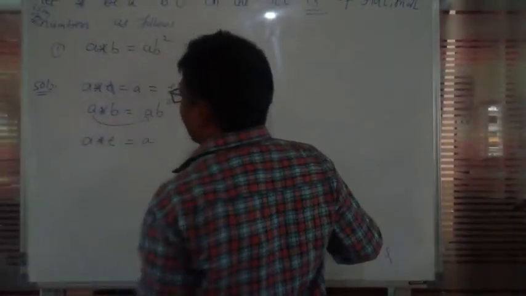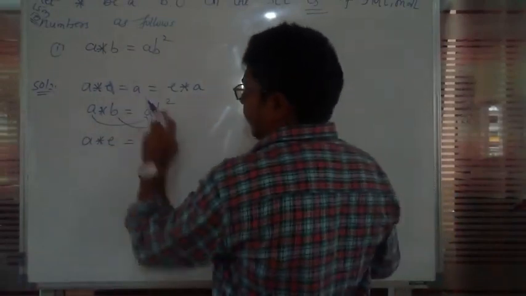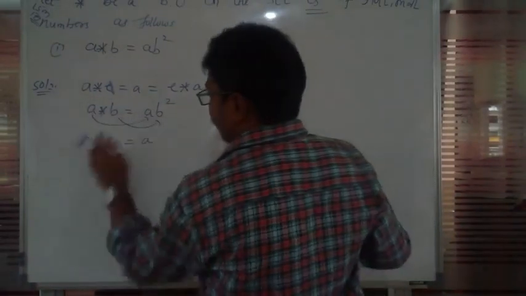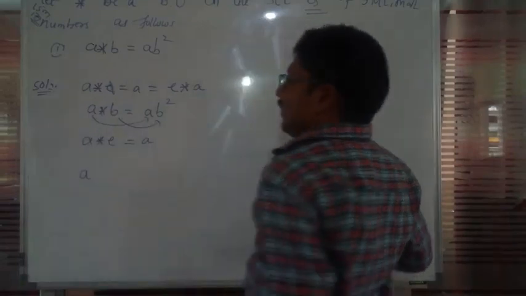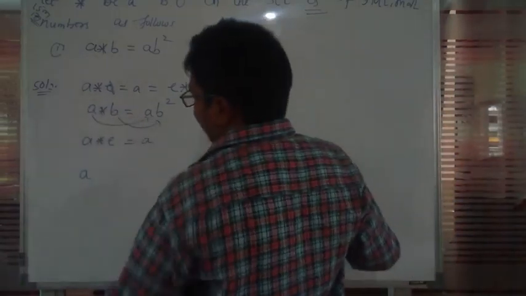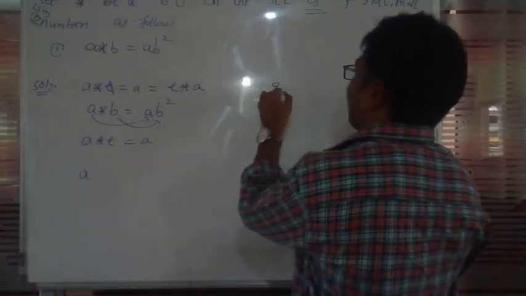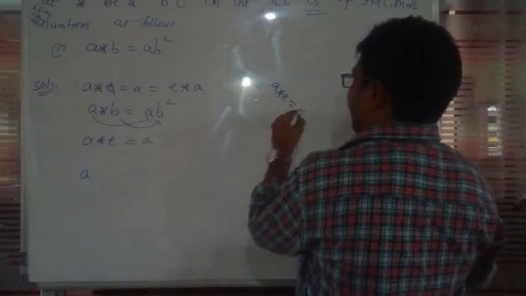So here in the placement of A, that's why it is A there. In the placement of B, that's why it is B there. So in the placement of A, we should take A only, don't change the value of A. And in the placement of B, if suppose I keep E, what happens then to A star E is equal to A?